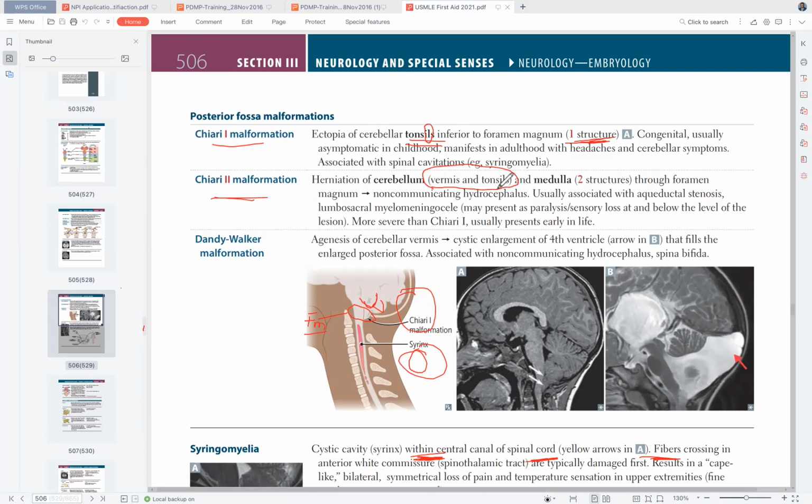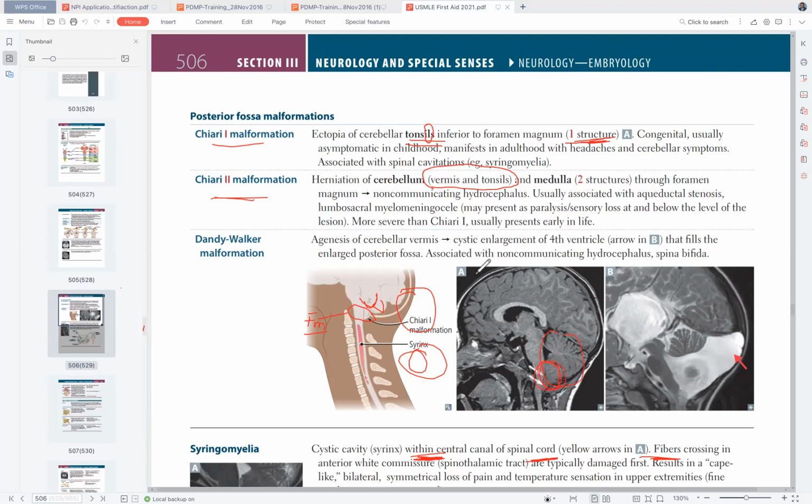The vermis is like here. If you take the cerebellum, this is the cerebellum here, right? The vermis will be like the middle part of it. If we can look at another image, you see that the vermis will be the middlemost part of it, and then the tonsils are down here below.